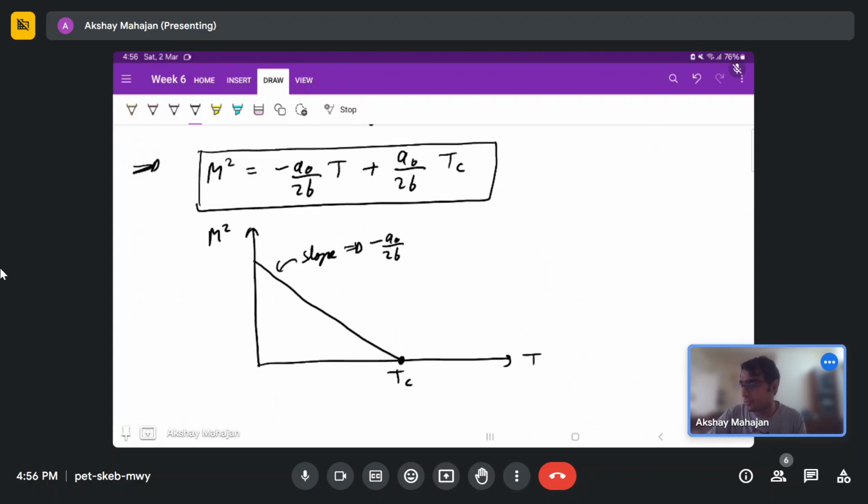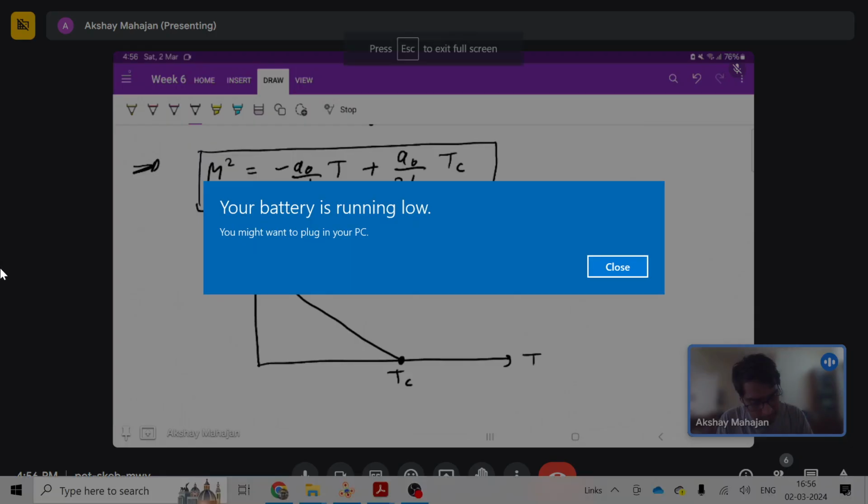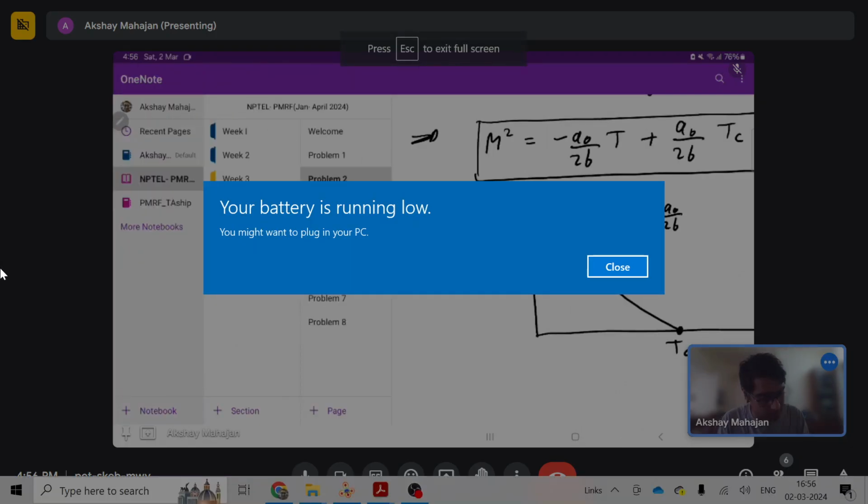Alright, so this was our problem number 1. Problem number 2 for this session. Problem number 1 was the tight binding problem. Okay, just 1 minute.